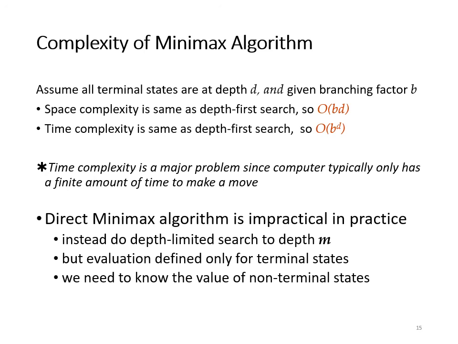So the time complexity here is the major problem, since a computer typically only has a finite amount of time to make a move. This minimax algorithm is impractical in practice because it takes a big state space and so much time complexity. So we could perform depth limited search instead of depth first search here in the minimax algorithm, but we cannot do it because evaluation is defined only for terminal states. So we have to reach a terminal state, otherwise you cannot perform the functionality. We need to know the value of a non-terminal state on the basis of the terminal states.